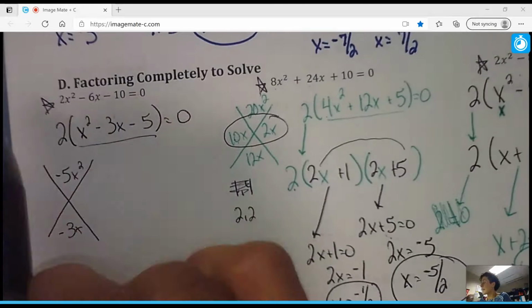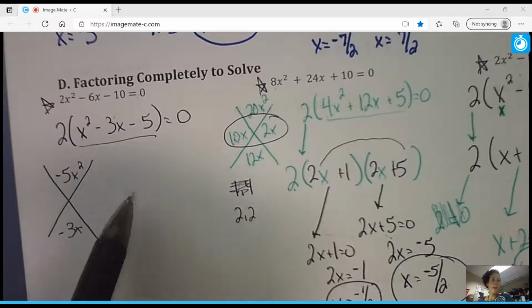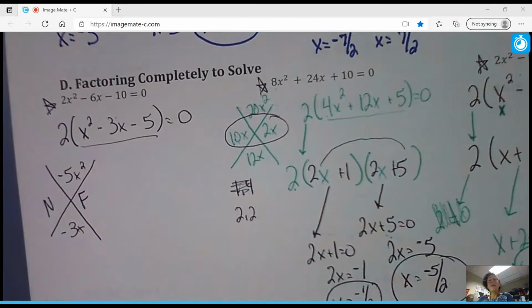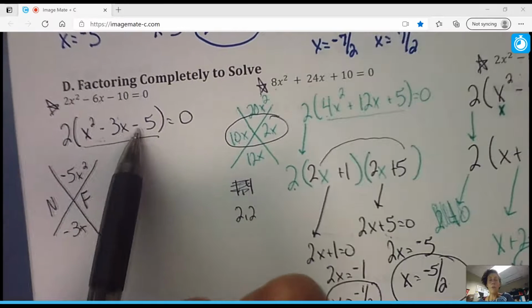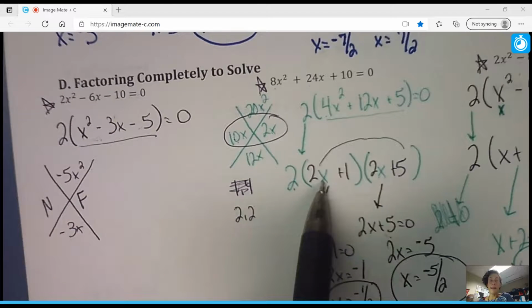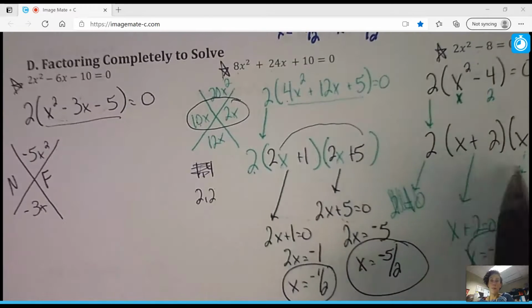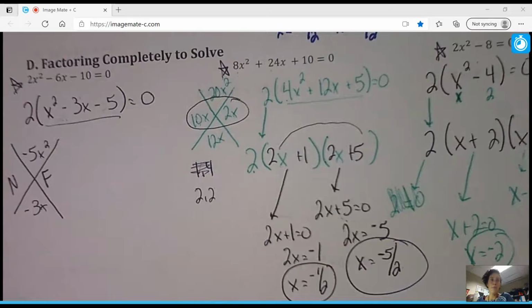What you're going to notice is that the only factors of 5 are 1 and 5, and there is no way that 1 and 5 can make a negative 3 or even a positive 3. So this is what we're going to call not factorable. So we did factor as much as we could. We took a GCF out, but because I'm not able to get this into factored form, and factored form is an x plus a number, maybe it's 2x plus a number, or maybe it's just x plus a number, I won't be able to solve for this one. There is a way to solve, but we have not covered that one yet.